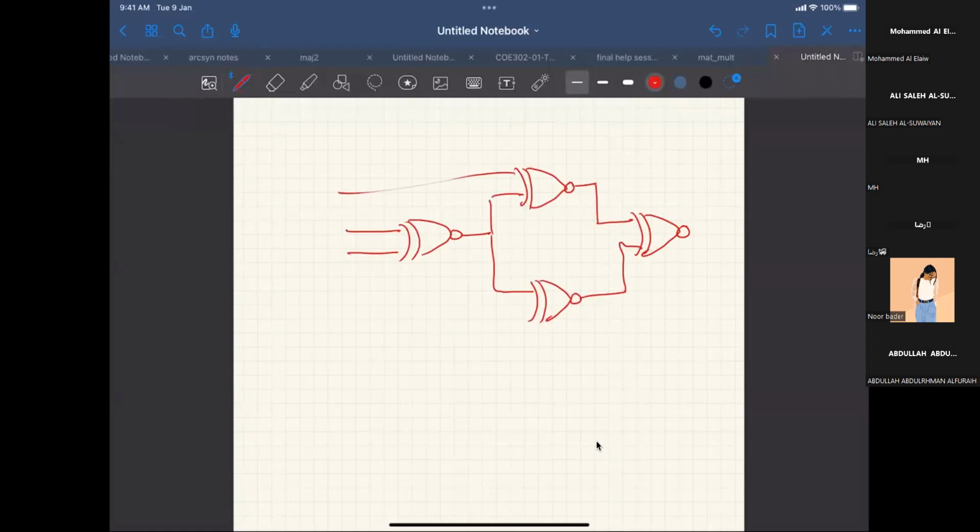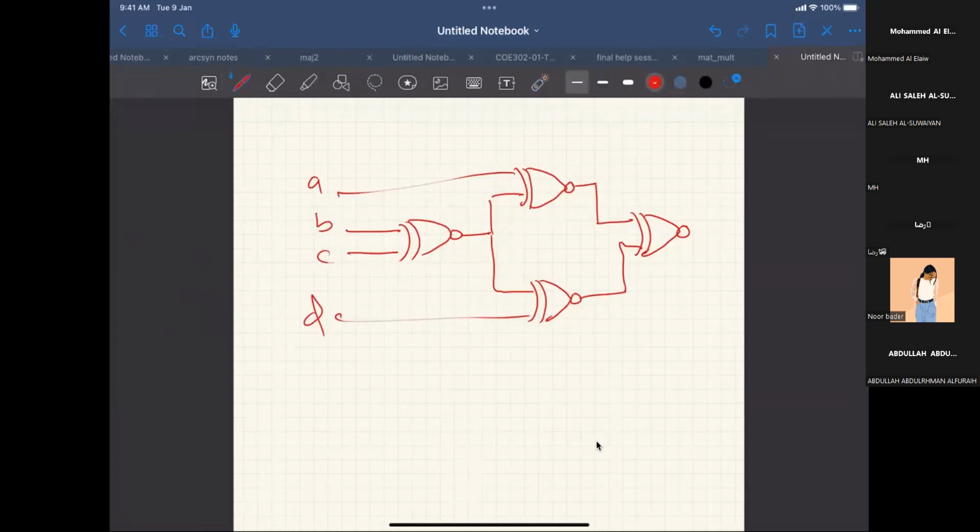So this is A, B, C, and D. All right, so we would like to convert this to XOR. First of all, we can take this bubble here and forward it to both branches.